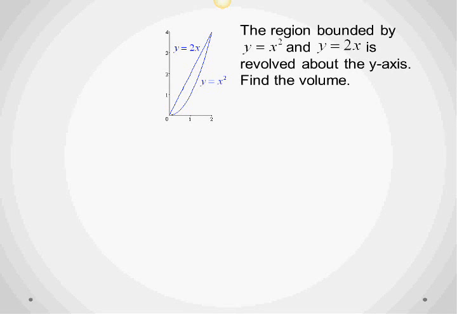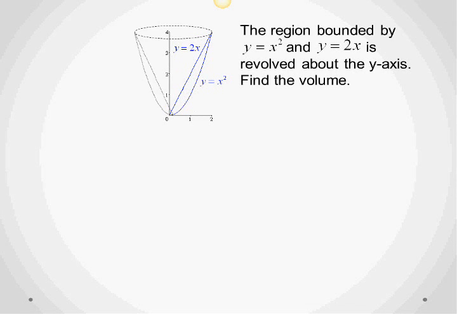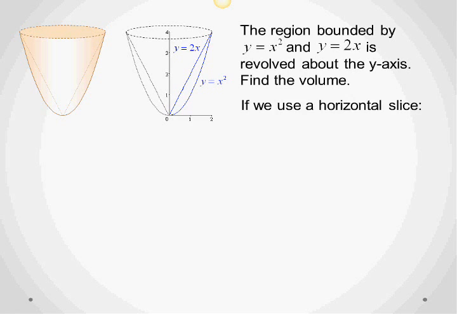The region bounded by y equals x squared and y equals 2x is revolved around the y-axis. Find the volume. So we're going to rotate it, and you can see that it forms this cone with this V shape inside. We need to figure out the volume of the actual shape, not how much it's going to hold, but what is the volume of the materials used to make that shape.